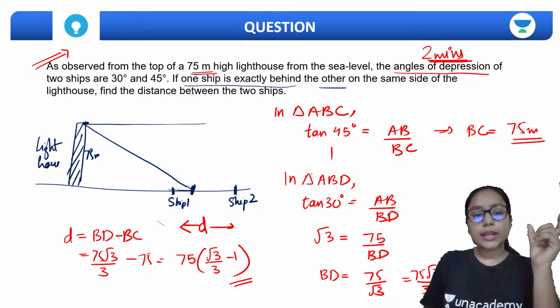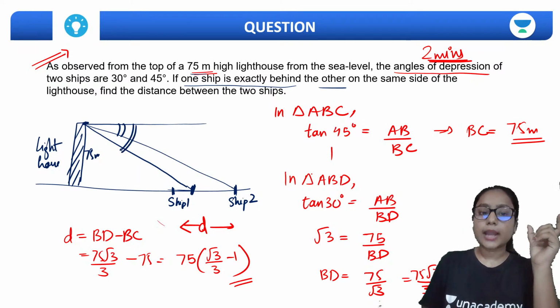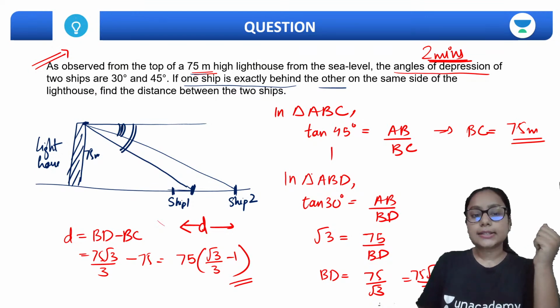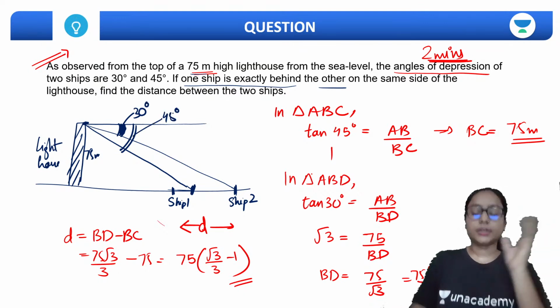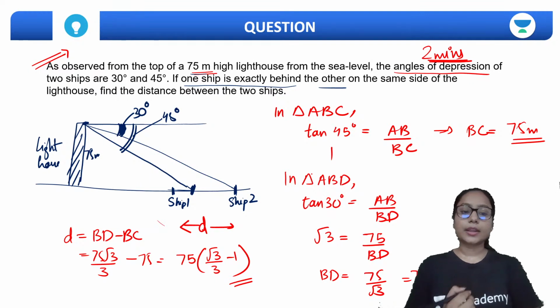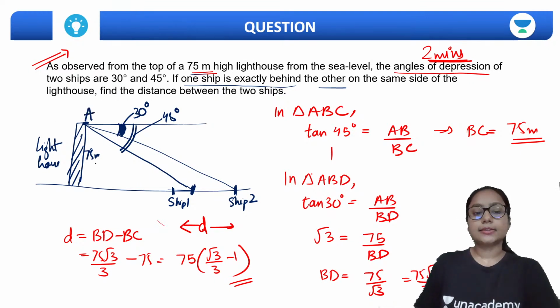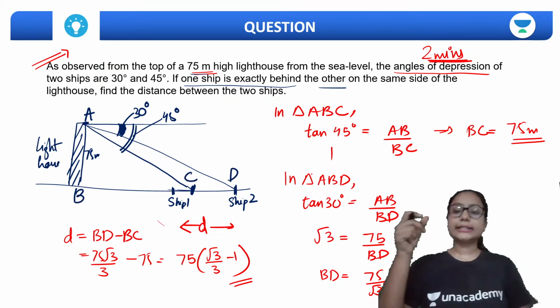What will be the angle of depression for ship 2? This one, this angle. So I have two angles. Obviously this angle will be the shorter one, so this will be 30 degrees and this bigger angle will be 45 degrees. Is this clear now? I'm just labeling the figure A, B, C and D. I hope the figure is clear now.